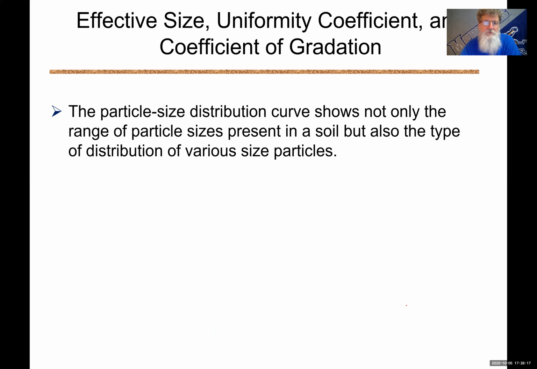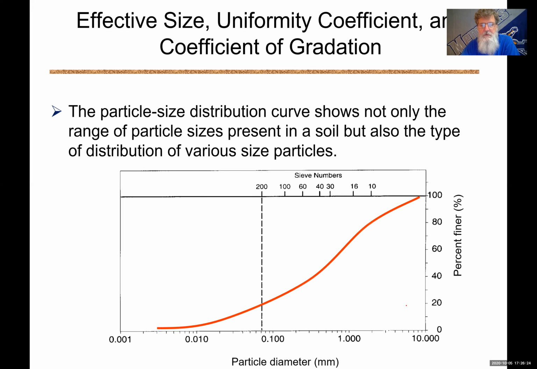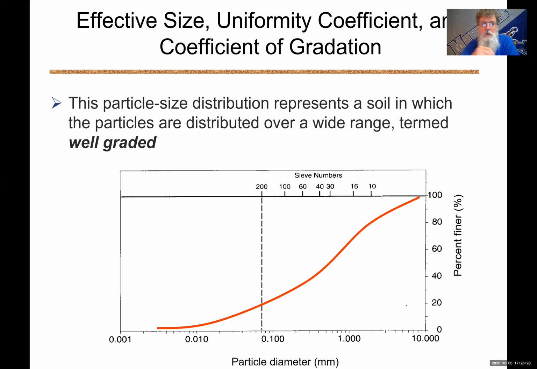So again, the particle size distribution not only shows you the range of particles, but also their distribution. So you might have a graph that looks something like this. What this graph is showing you is what's called a well-graded material. There's a lot of different materials throughout this. So that's an indication that this soil has particle sizes throughout the range.